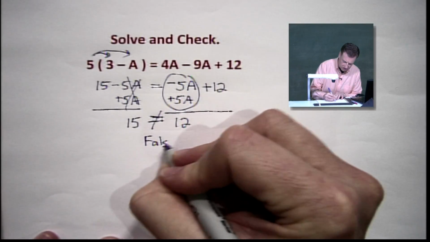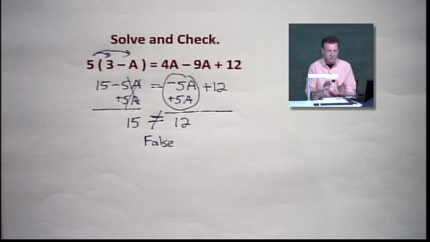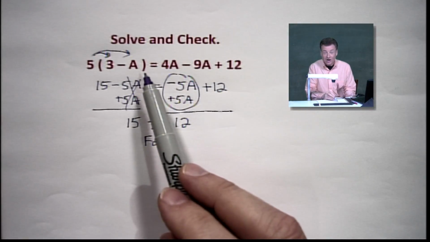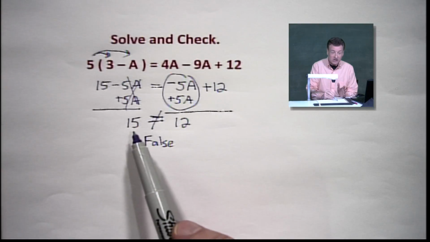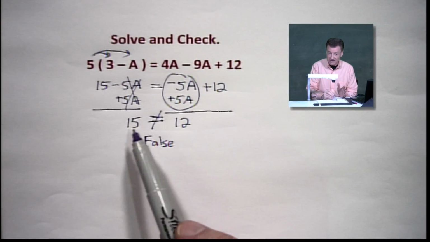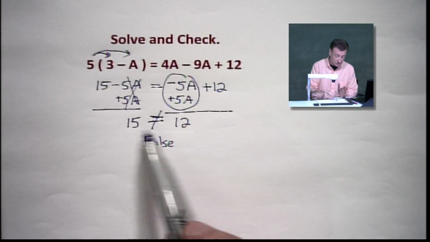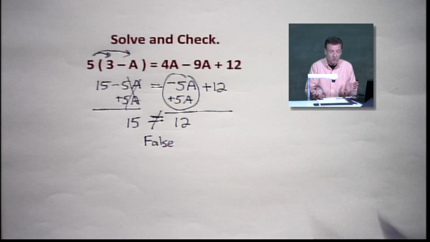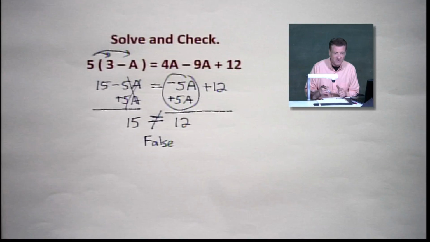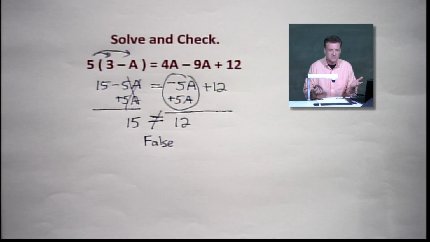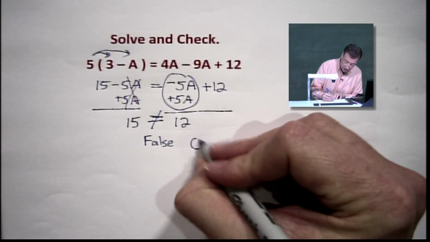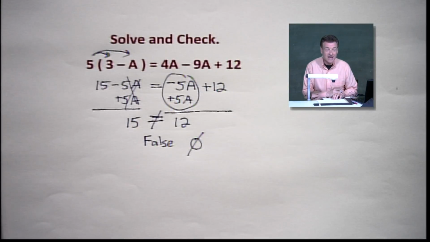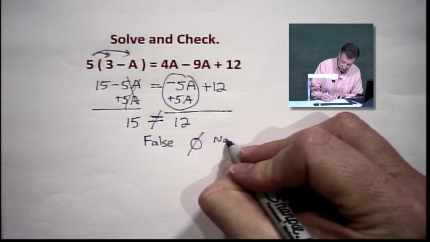You say, well, Ernie, what does that mean? That means no matter what number I put in for a over here, I'm always going to be 3 larger on the left than on the right. Because I could also go ahead and say subtract 12 or subtract 15. But it's still not going to work out. This is not true. It's false. So you say, well, what's the deal? What's the solution? Absolutely no solution. No solution to this problem.